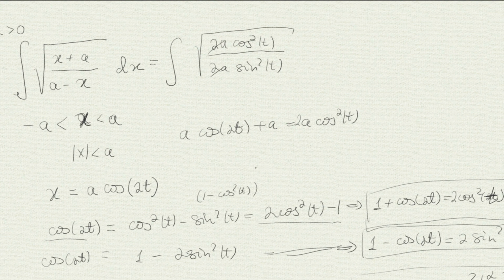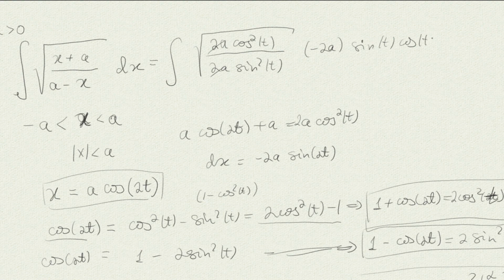Now we need to compute dx. So if x is that, then dx is going to be, the derivative of the cosine is minus sine, so it's sine of 2t, and we have the internal derivative, which is 2, so we need to multiply by minus 2a and sine of 2t. So I'll write sine of 2t as twice sine of t times the cosine of t. This is the identity for the sine of double angle, so we're going to have minus 4a sine t cosine t dt.